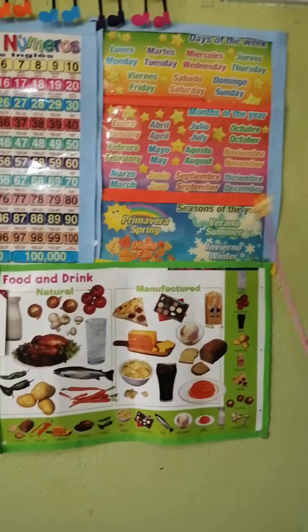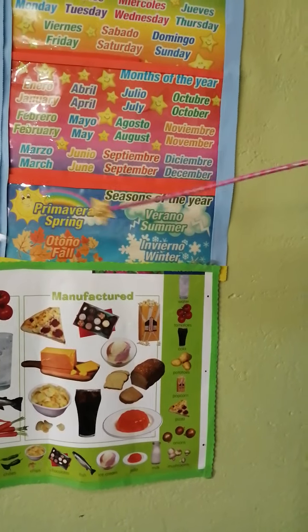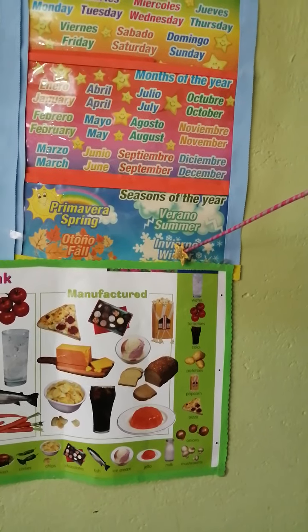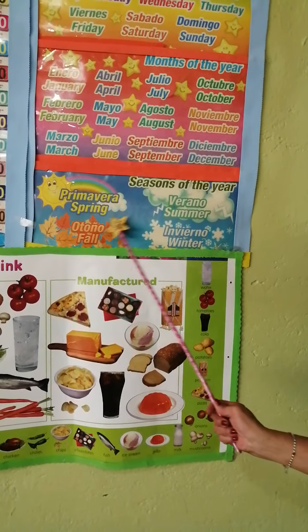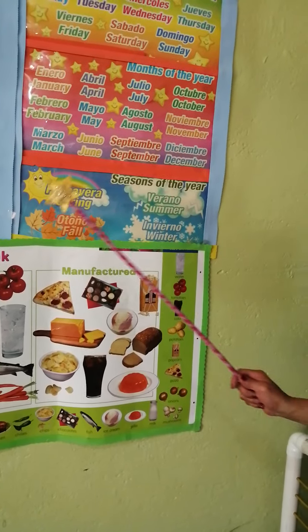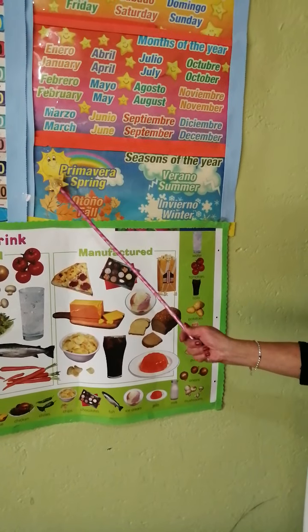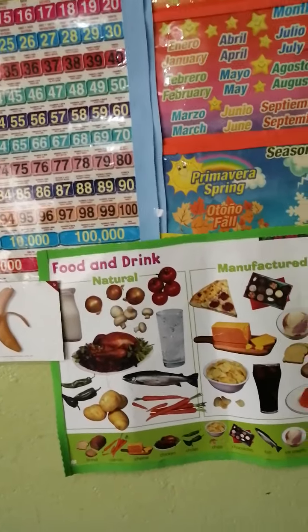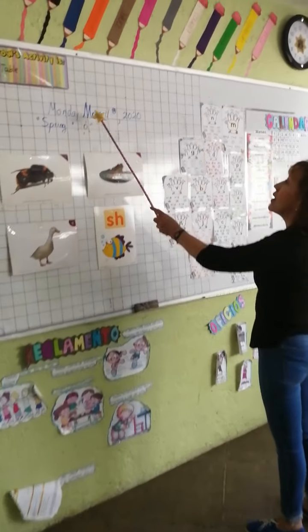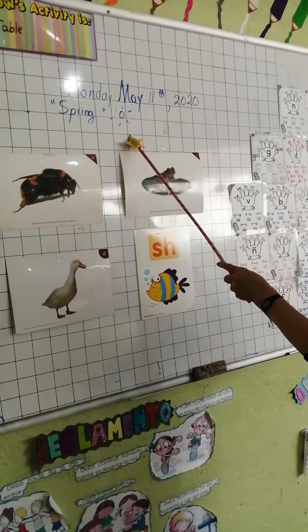Okay, let's see now the seasons of the year. Everybody repeat. Spring, summer, fall, and winter. What season is it? Yes, we are in spring. And the weather, sunny, cloudy, windy, and snowy. How is the weather today, kids? Yes, it's a sunny day. So, let's see the day that I already wrote here on the board. Today is Monday, May 11th, 2020. It's spring and it's a sunny day.